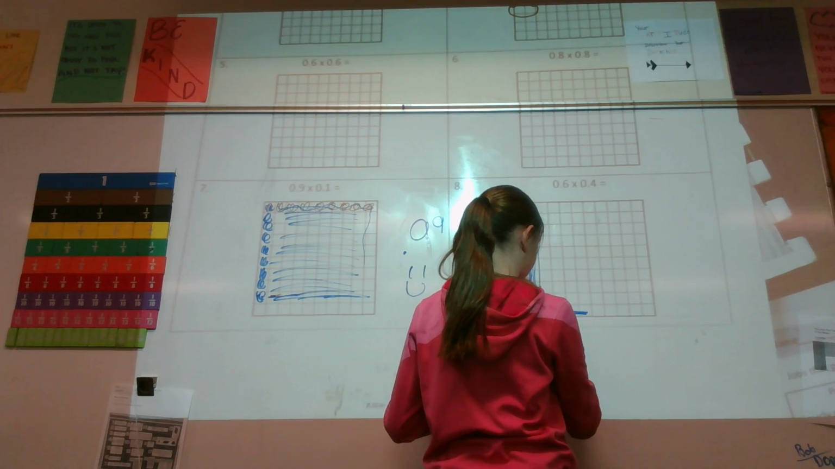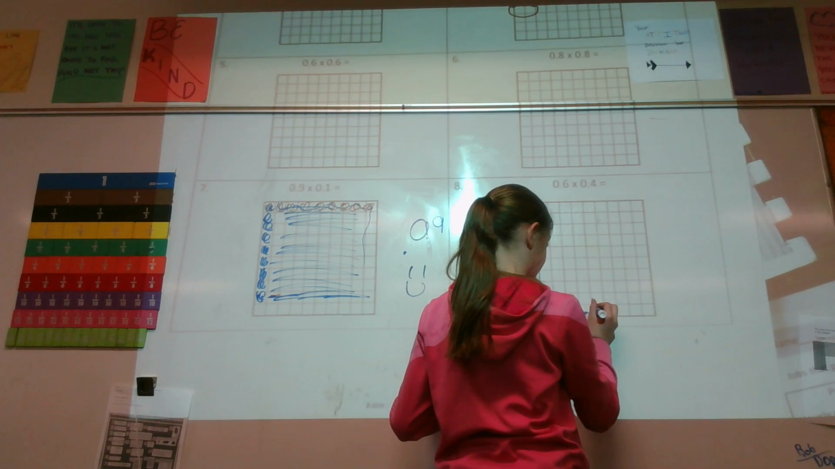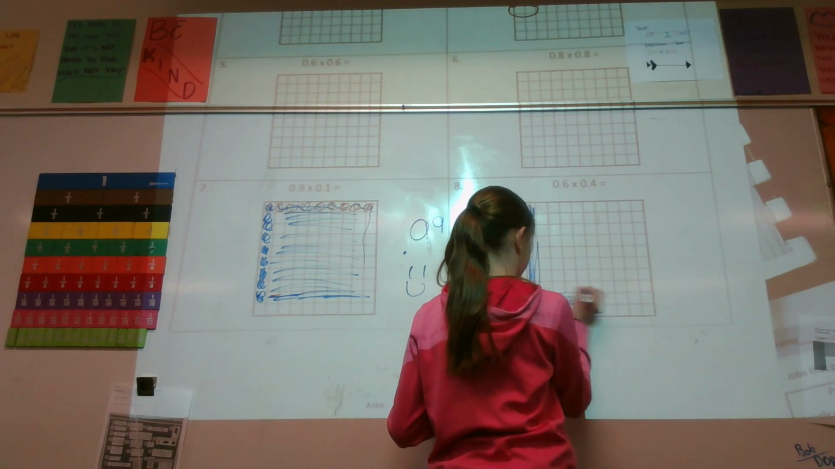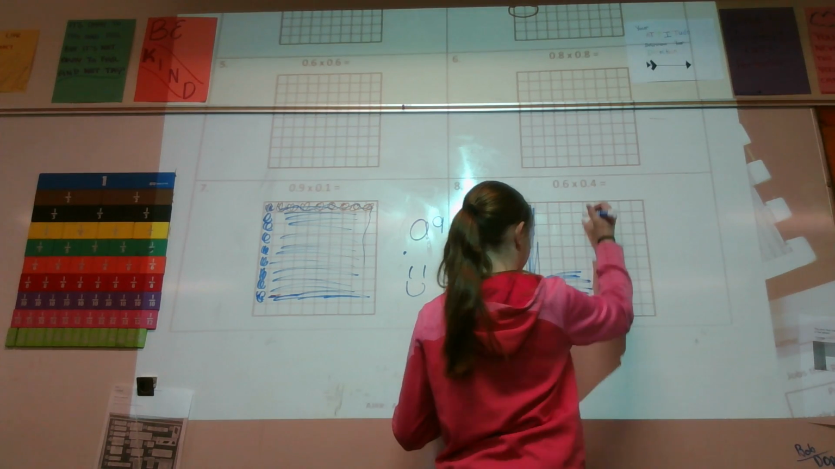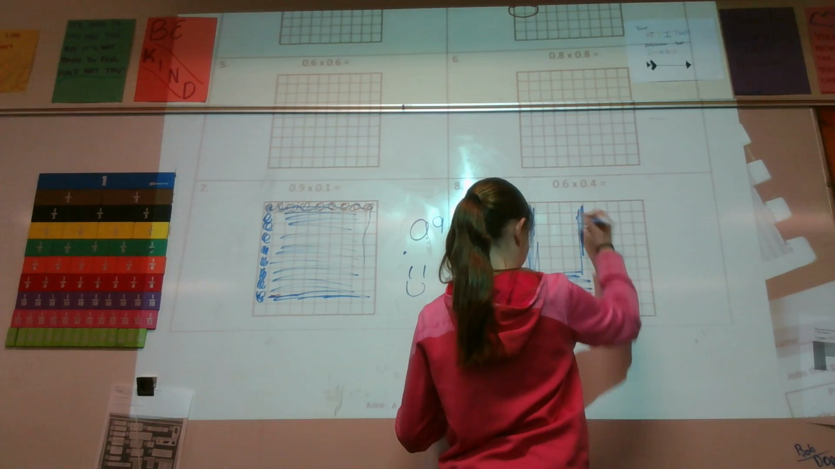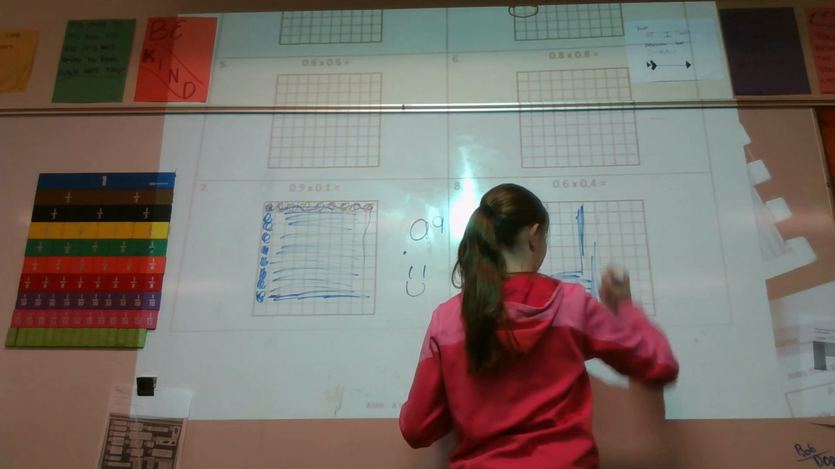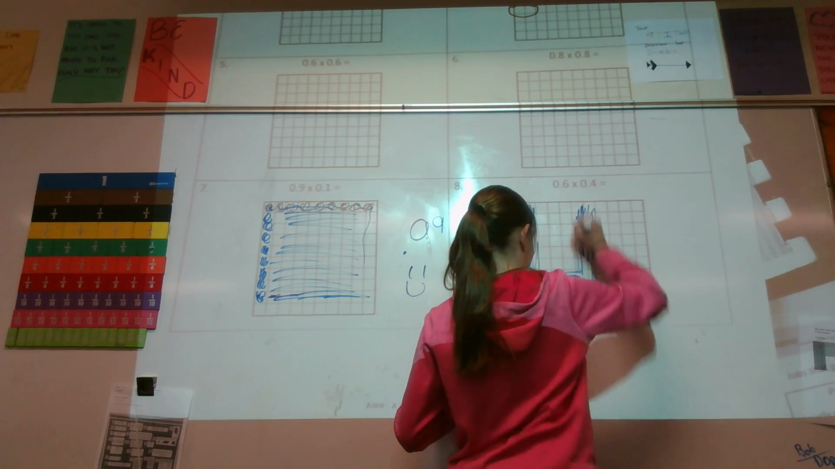Cora is shading in six tenths vertically. And then four tenths horizontally.